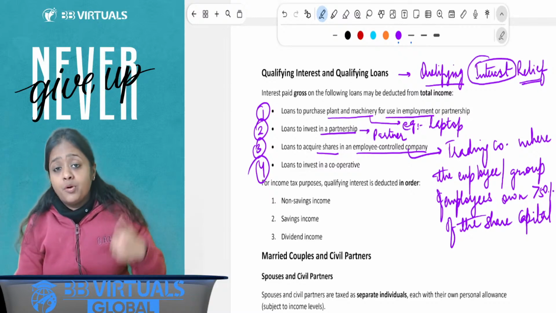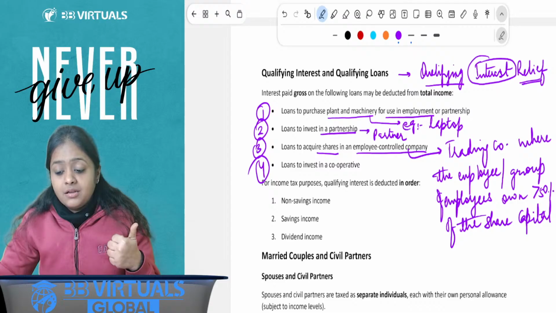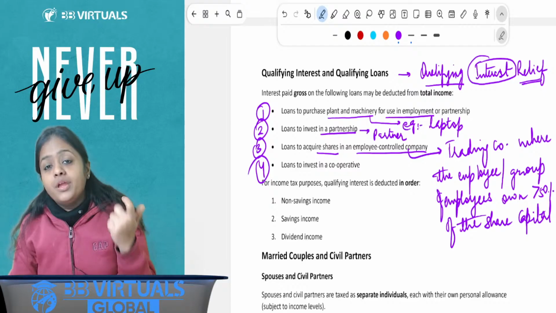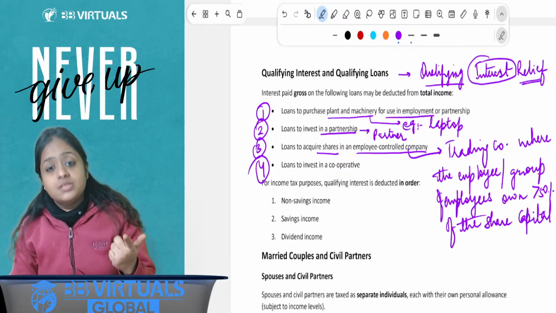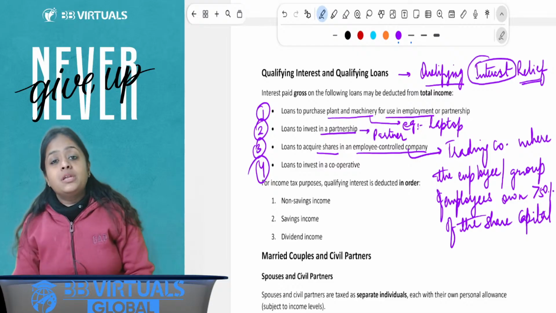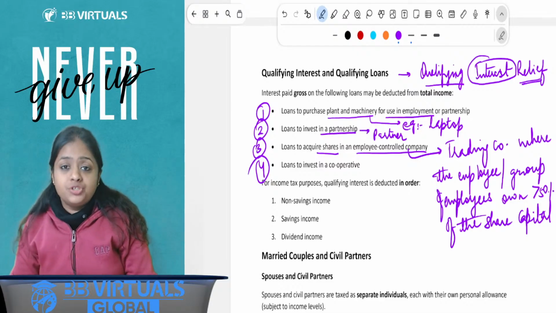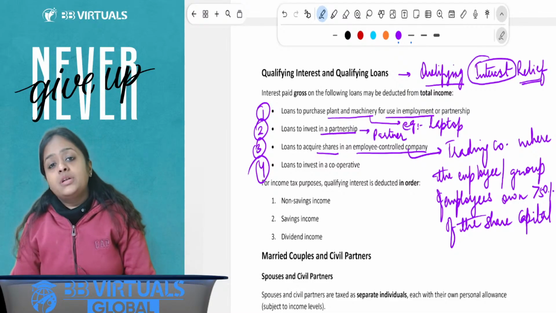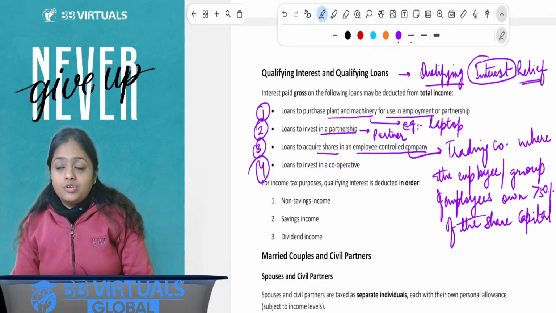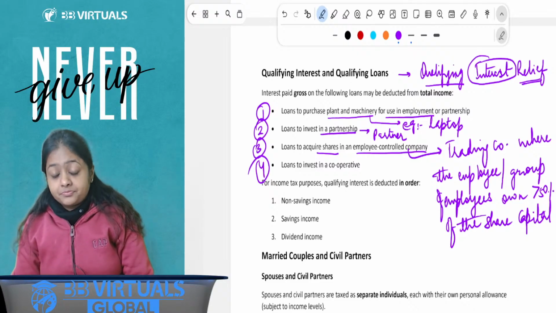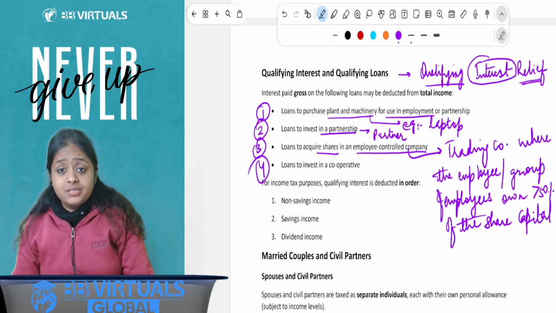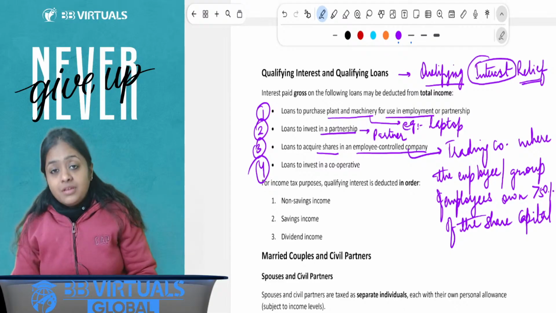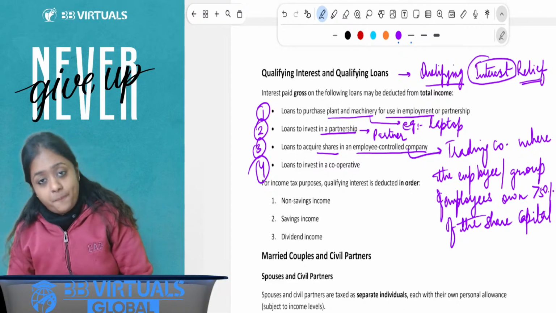I repeat again: number 1, loan taken by a partner to invest in a partnership; number 2, loan taken by the employee to buy plant and machinery to be used in his employment; number 3, loan taken by the partner to buy plant and machinery in his partnership business; number 4, loan taken by the employee to acquire shares, that is, to invest in shares of an employee-controlled company; then lastly, loan taken to invest in a cooperative.